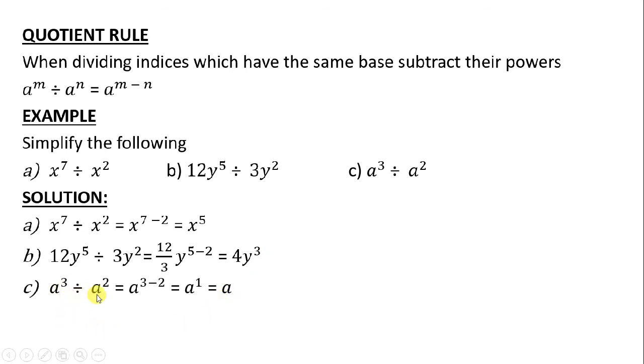Let's look at our last example. We have a cubed divided by a squared. Our base is the same? Yes, we have the same base a. Which operation have we been given? Division. What are we supposed to do? Subtract the powers. So we are going to say a to the power 3 minus 2 will give us a to the power 1, which is the same as what? Just a. As simple as that.